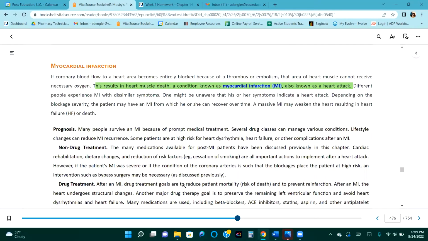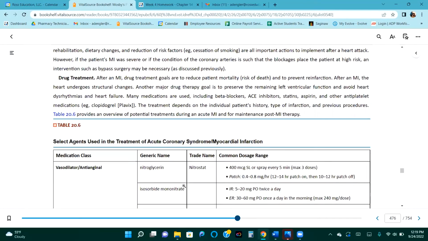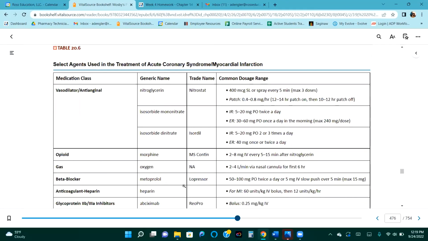If coronary blood flow to a heart area becomes entirely blocked because of a thrombus or embolism, that area of the heart muscle cannot receive necessary oxygen. This results in heart muscle death, a condition known as myocardial infarction, also known as a heart attack. Select agents used in the treatment of acute coronary syndrome and myocardial infarction are in Table 20.6.